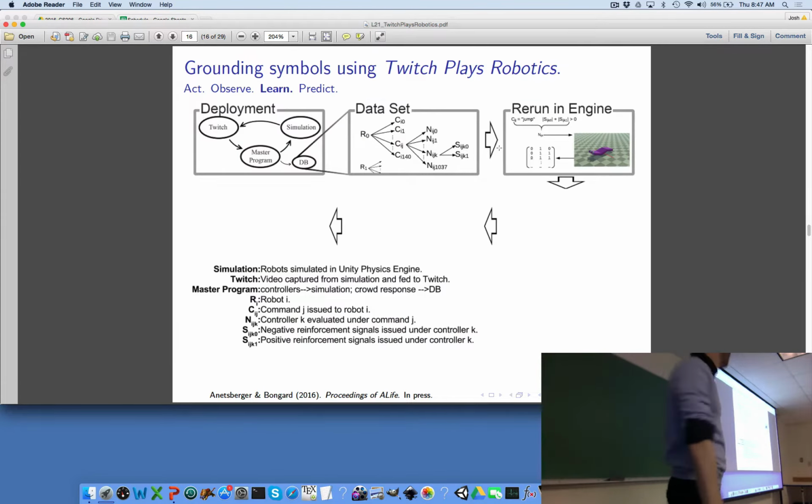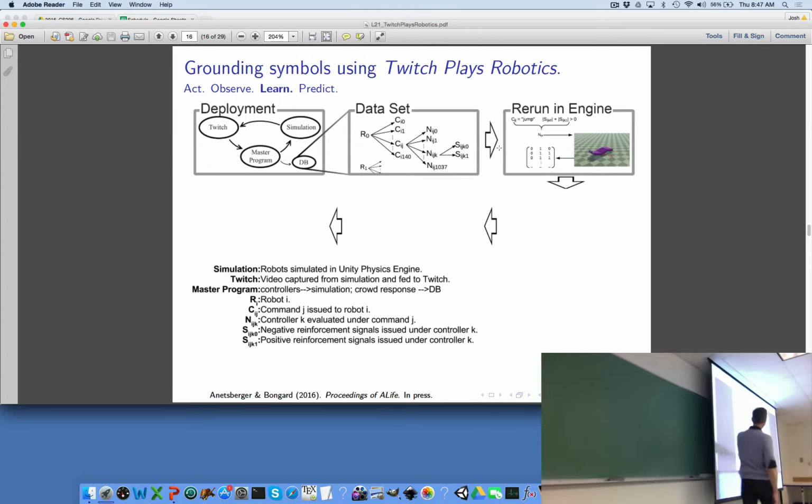Okay. We have all of our controllers here that we created. The controllers that the crowd responded to, so if we got at least one reinforcement signal back in response to a controller, we added it into this learning phase here, which we did after the whole experiment on the web had finished.